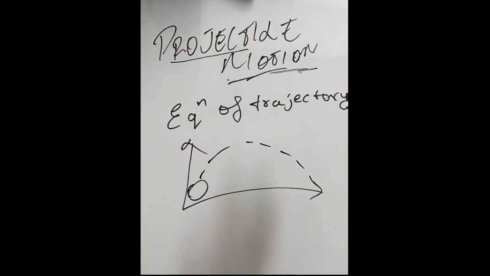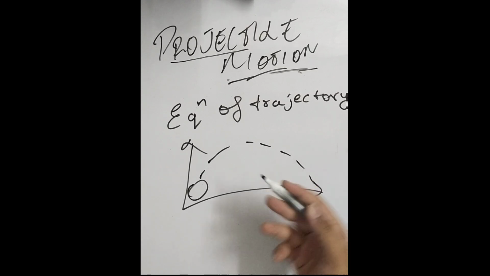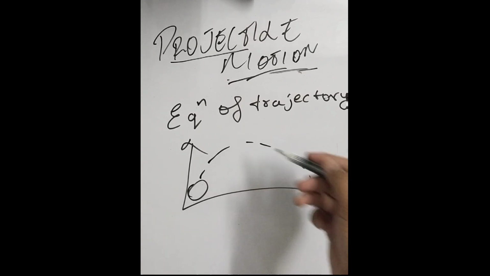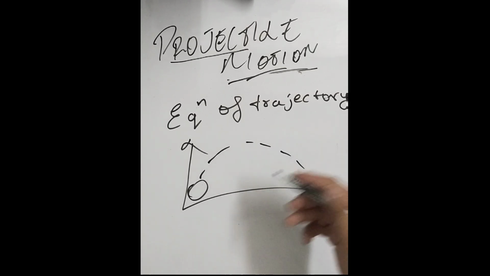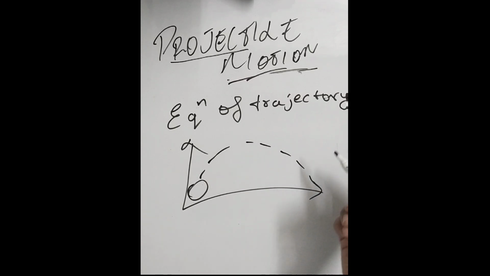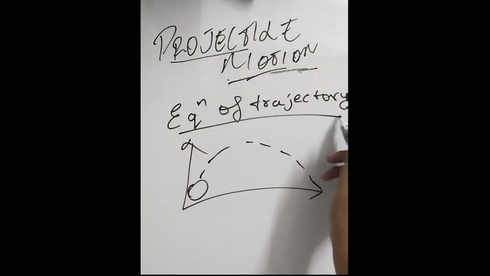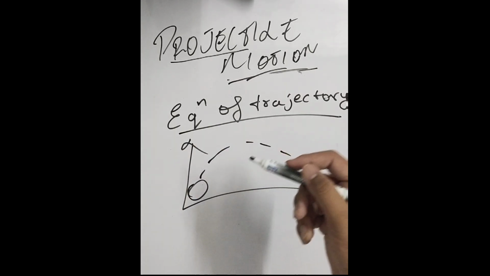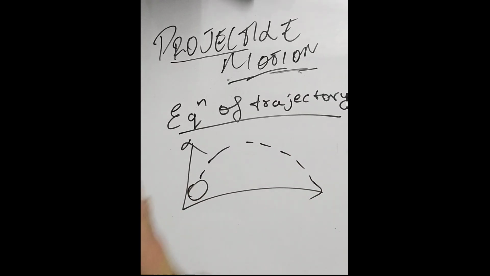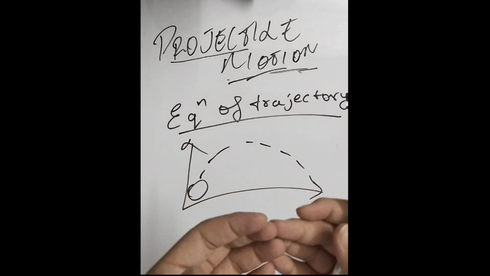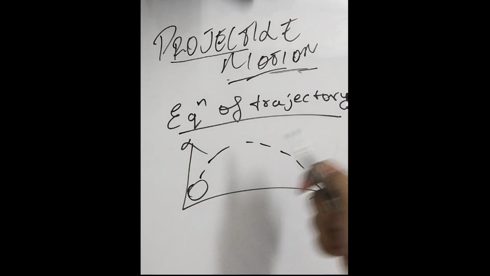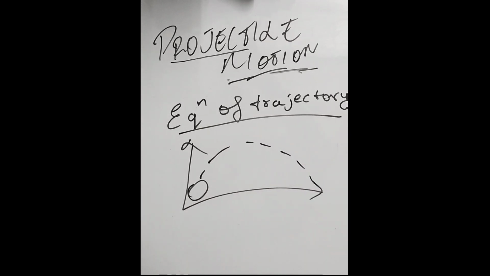Now, what is the equation of trajectory? Equation of trajectory is simply an equation giving the trajectory the ball follows. Trajectory is simply a fancy word for the path that the ball follows. So when we say equation of trajectory, what we mean is, can you give me a formula for what path the ball follows when you throw it? That is simply equation of trajectory.